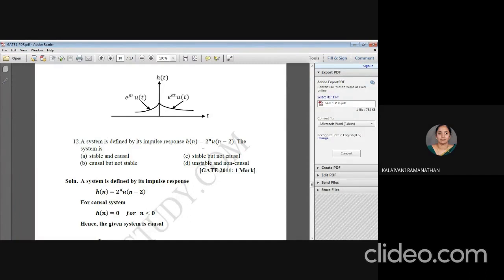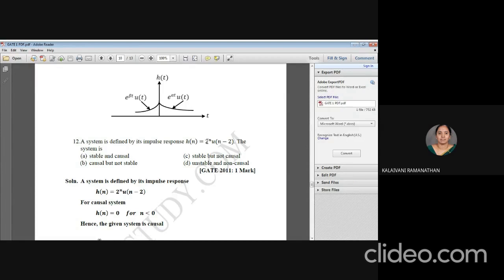Next question is: a system is defined by its impulse response h(n) = 2^n u(n-2). The system is stable and causal? So you have to choose options. First you have to remember whether the given system is a causal system or not. Whenever you have the term n minus 2, it represents a past sample. So you can conclude that the given system is a causal system.